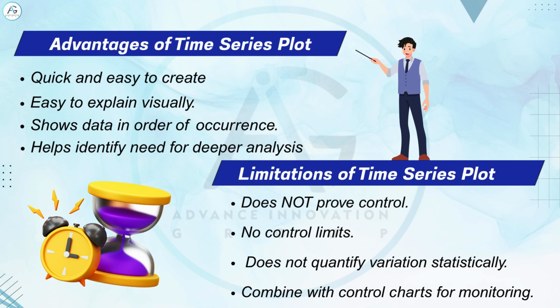Limitations. However, time series plots do not prove the process is in control. They only show patterns. They don't include control limits, so they can't tell us if variation is within expected boundaries. And they don't quantify variation statistically, so they lack the precision of control charts or hypothesis tests.